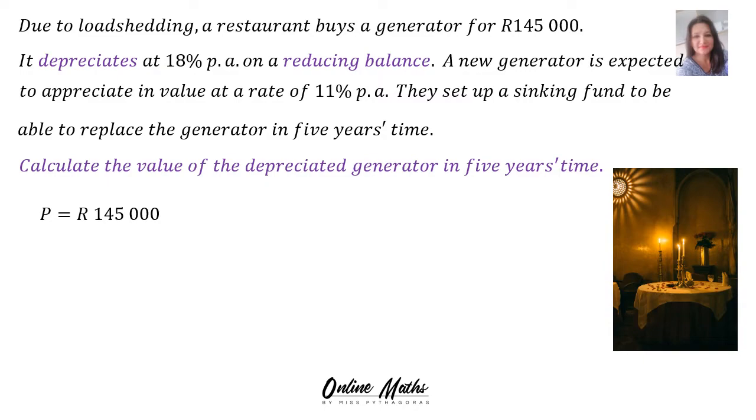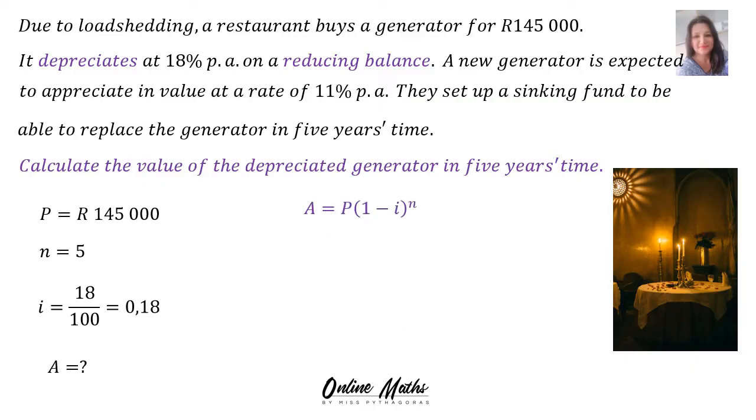Now, first of all, we'll make the summary. Our P value is 145,000. This is the value of the generator as it stands now. N is 5. I is 18 over 100, which is 0,18. And then A is what we're looking for.